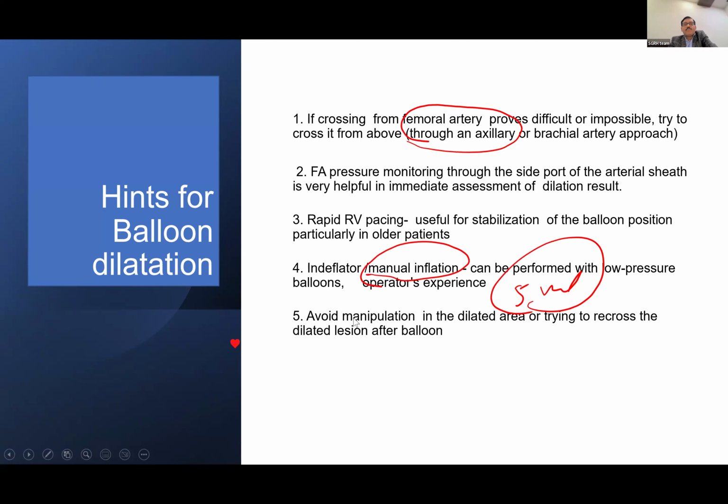With a 5 ml syringe, you can't generate so much pressure as to rupture the balloon. Then also avoid manipulation in the dilated area. Once you dilate the area of coarct, don't manipulate that area or try to recross, because in newborns you may rupture the dilated area, you may cause balloon rupture, arch rupture or the cord segment rupture. So don't manipulate, don't recross it immediately after. So don't lose the wire, and if you lost the wire, avoid recrossing this. So manual inflation, remember 5 ml, avoid manipulation, and try to use axillary access.